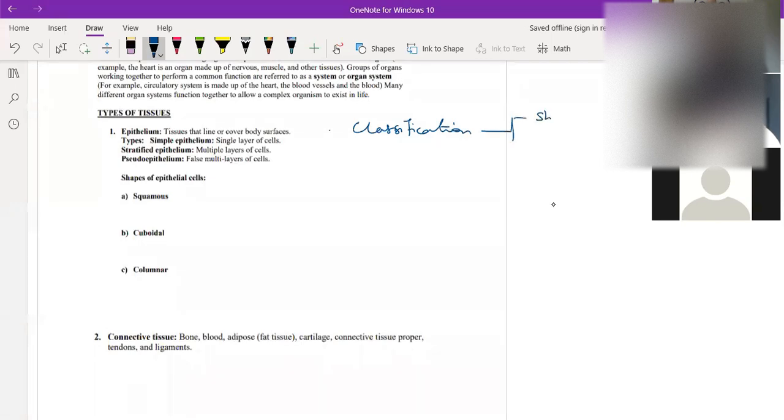It can be based on the shape, how they look. And then we can also classify them based on the number of layers. If you have only one layer, we call that simple epithelium, and then you have what we call stratified epithelium. Simple and stratified.